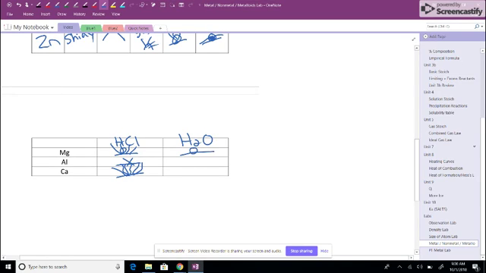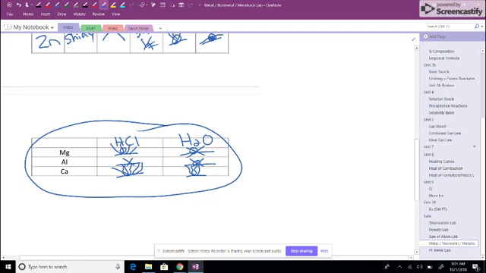When I put a drop of water on the magnesium strip, nothing happened. When I put a drop of water on the aluminum, nothing happened. But when I put a drop of water on my little piece of calcium, I again saw lots of fizzing and bubbles forming. So using this data, try and come up with a generalization about the reactivity of metals.